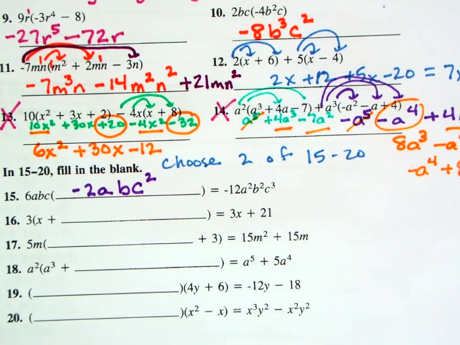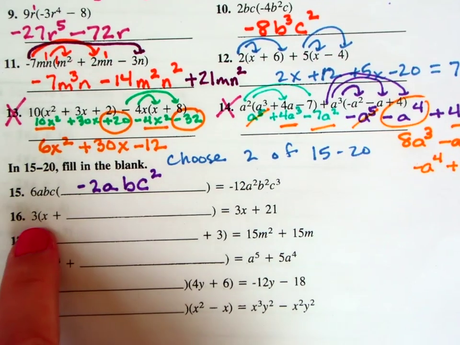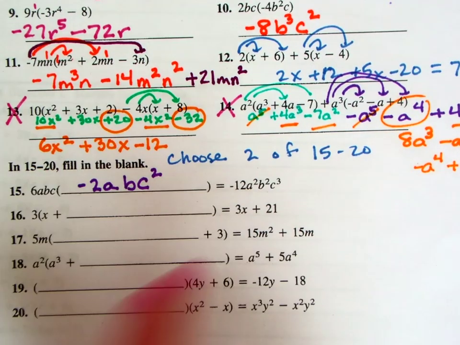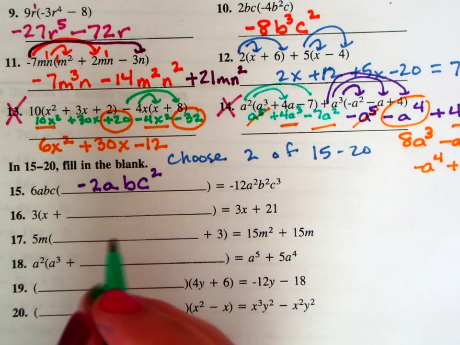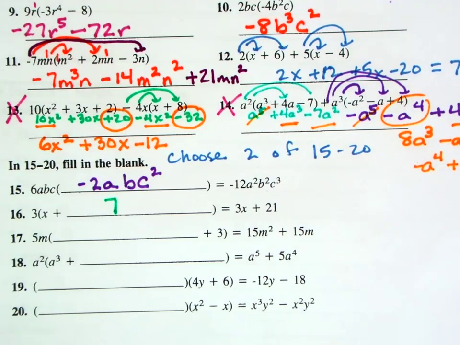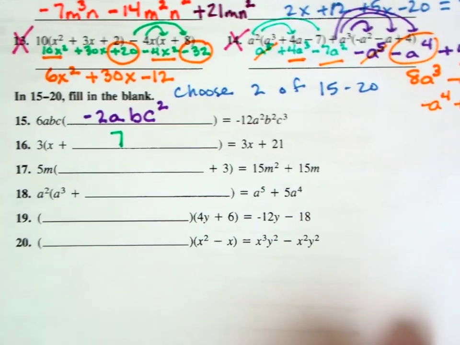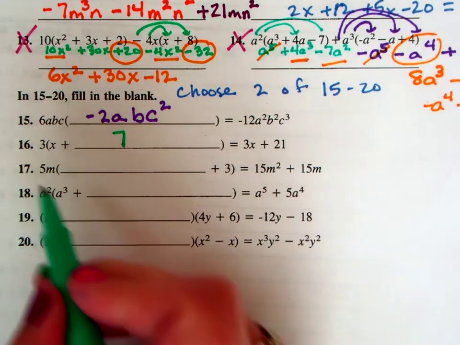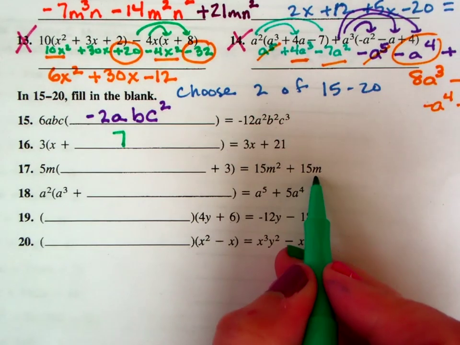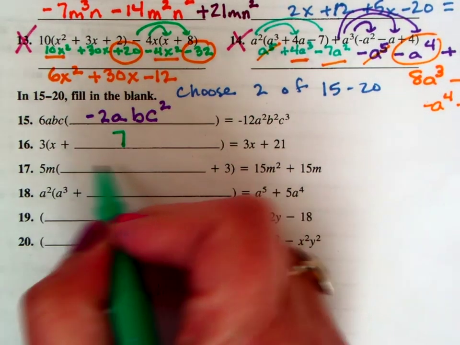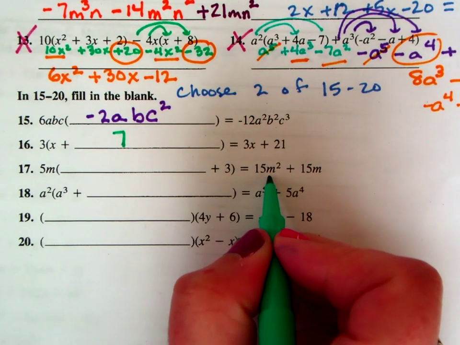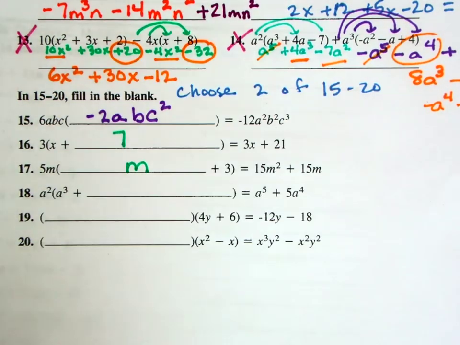Okay, so in this second case, if 3 times x gives me 3x, so plus what? Plus 7. And that would be it. In this third case, I see that 5m times that plus 3 already gives me 15m. So 5m times what will give me the 15m squared? Just an m.